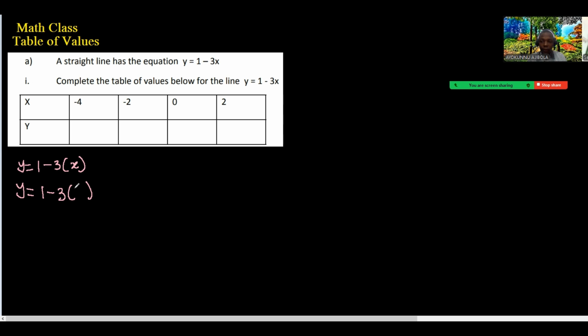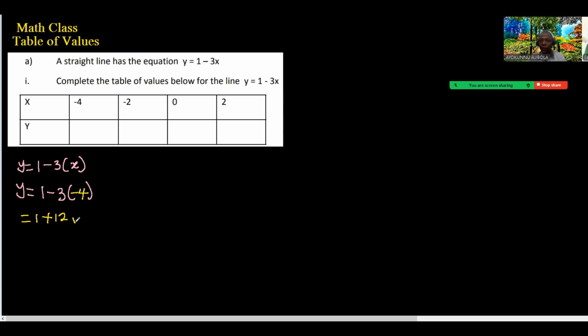What am I to write in this bracket? What's in the bracket initially at the top? X. So what's the first value of x? -4. So what should I write in the bracket now? -4. Now you get it. So then I will solve this out and say 1 plus 12.